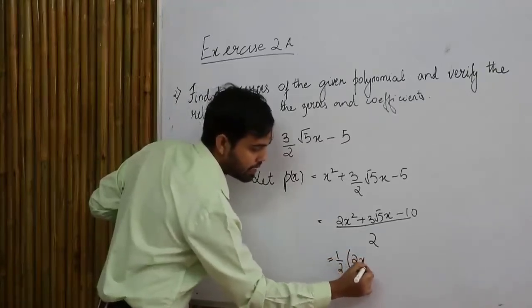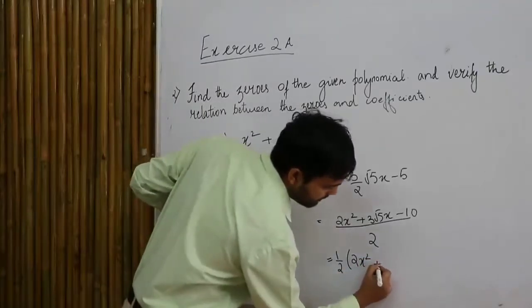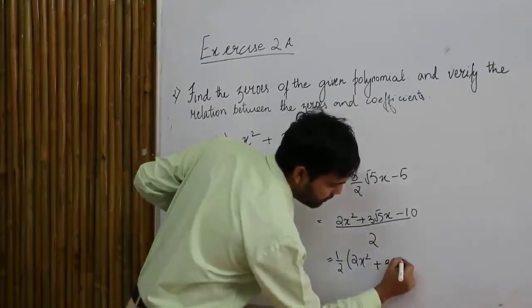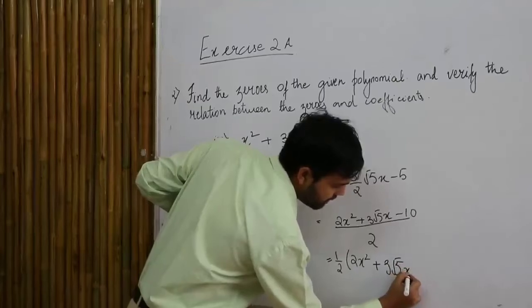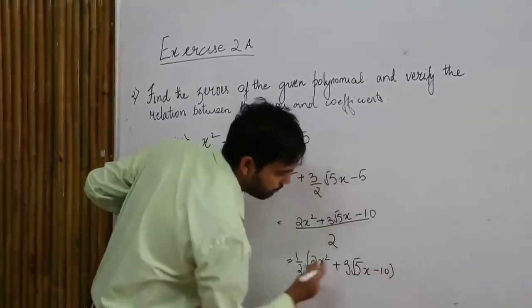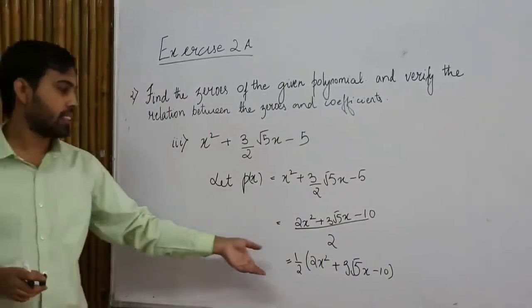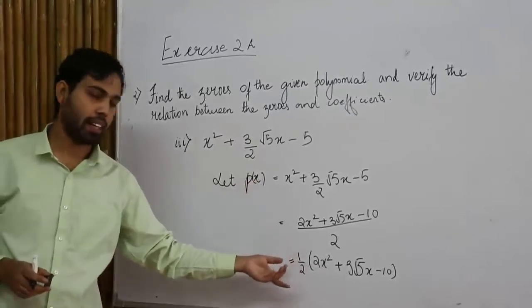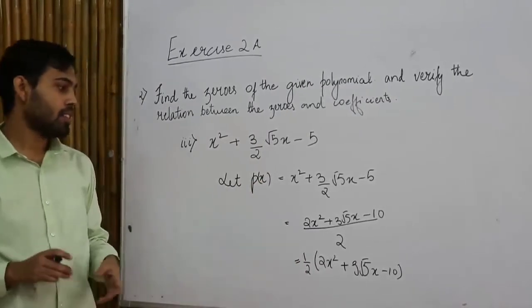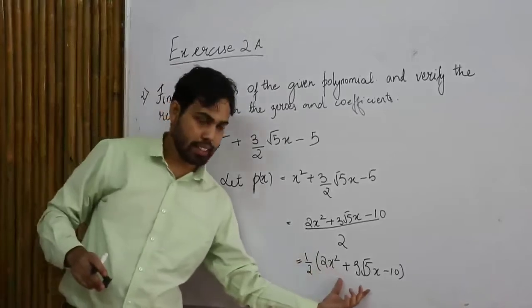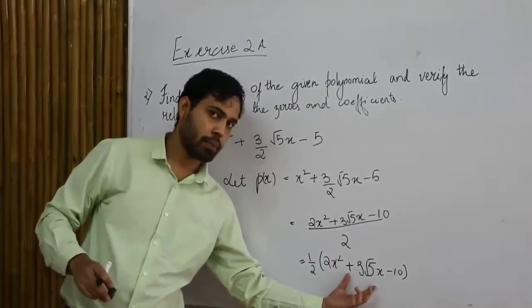I have 2x squared plus 3 root 5 x minus 10. Okay, so this is the polynomial. This polynomial I have simplified in this form. So now I will factorize this portion, the portion inside the bracket.